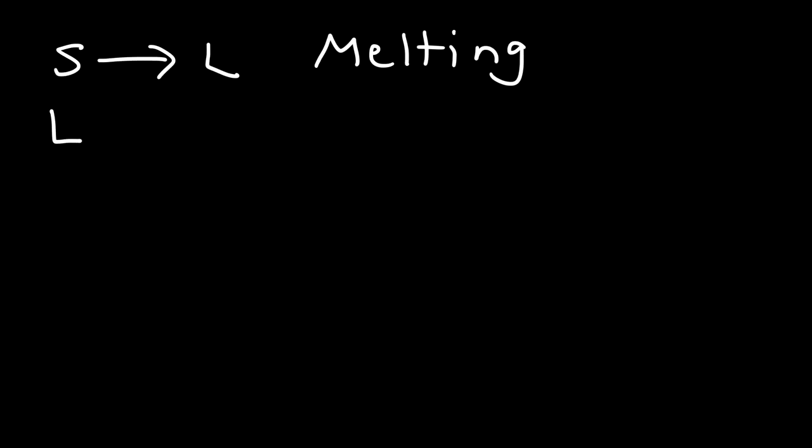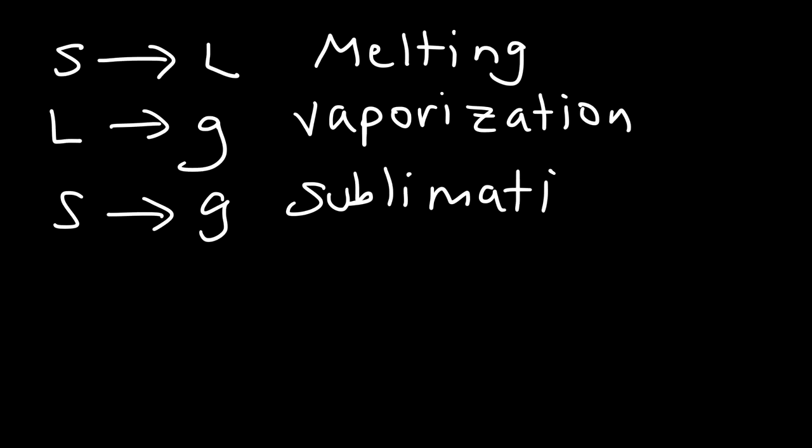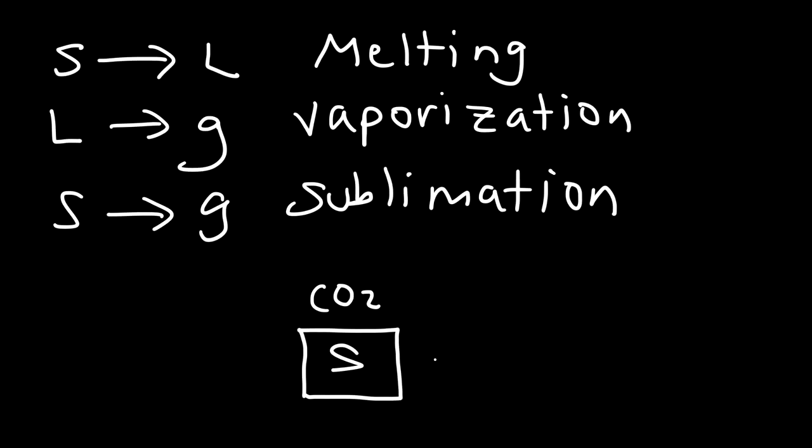Now let's review some terms associated with phase changes. If you have a solid and you convert it into a liquid, that process is known as melting. If you have a liquid and you convert it into a gas, this is known as vaporization. And if you go directly from a solid to a gas, this is known as sublimation. A good example of sublimation is dry ice. Dry ice is solid CO2, carbon dioxide, and it will skip the liquid phase, thus it's called dry ice. It goes straight into the gas phase.